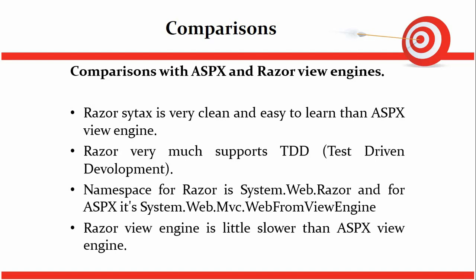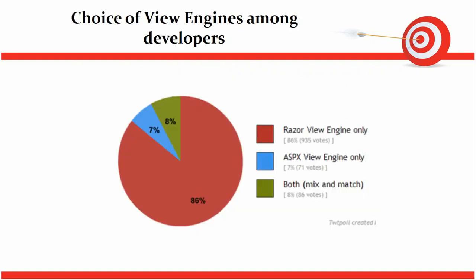Okay, and Razor is a little bit slower than the ASPX view engine, because it has to find out where the HTML starts and where it ends, right? But in ASPX or PHP, what we have written, we know where it starts and where it ends. But when it comes to Razor, it is more proactive. It automatically understands where the HTML starts and where the C# ends, etc.